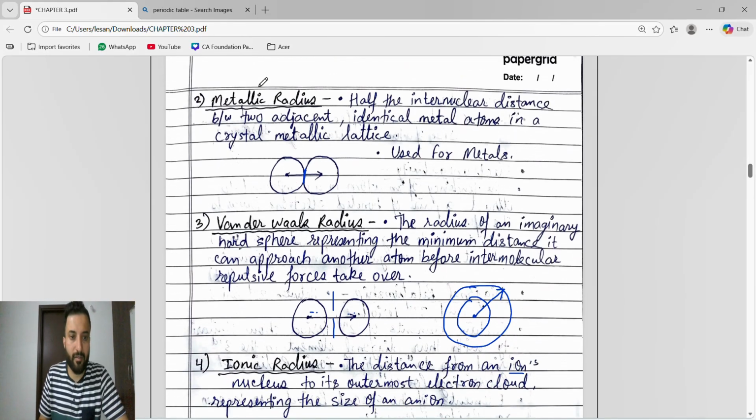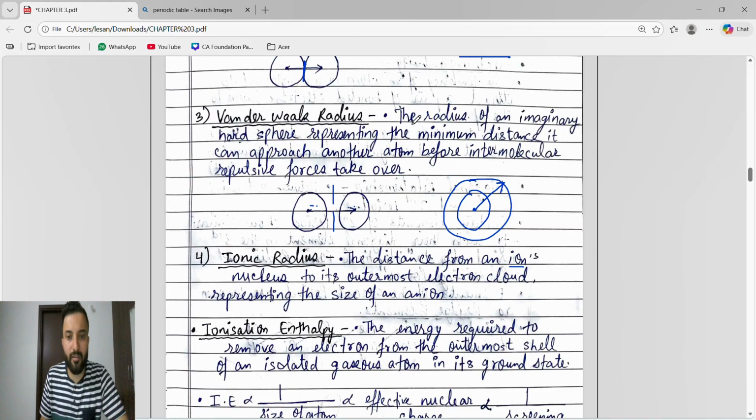Now metallic radius. Metallic radius is half the internuclear distance between two adjacent identical metal atoms in a crystal metallic lattice. So metallic radius is in a metallic lattice, and it is used for metals. They are just touching the circumference or the boundary.